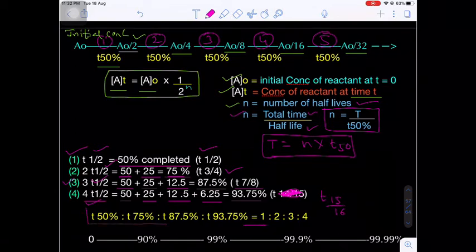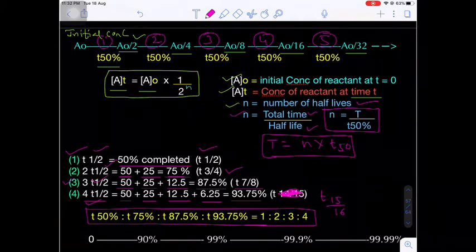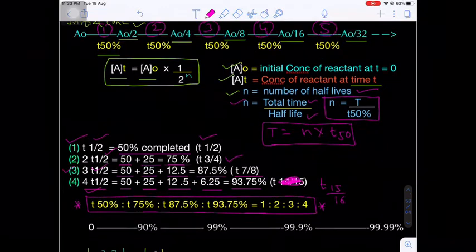What is the relation between the T50, T75, T87.5, T93.75? They will be in the ratio of 1:2:3:4. Are you getting my point? If I know the time taken for 50% completion of the reaction, can I find the 75% completion? Yes, that will be double. Can I find the time taken for the completion of 87.5? That will be triple. Can I find the time taken for the completion of 93.75%? That will be 4 times of the T50. This is a very important relation.